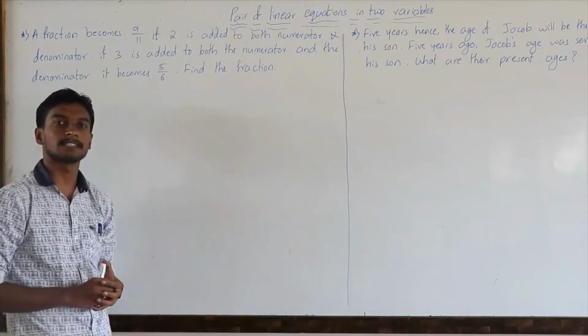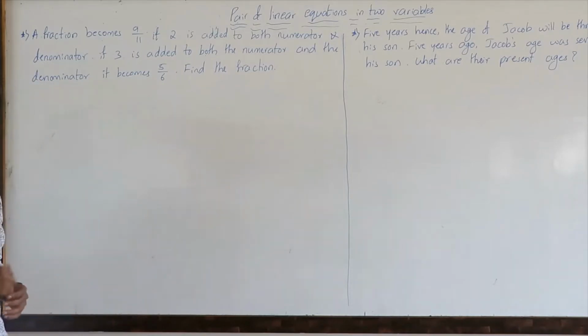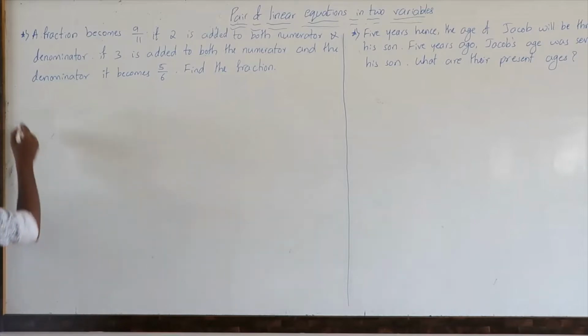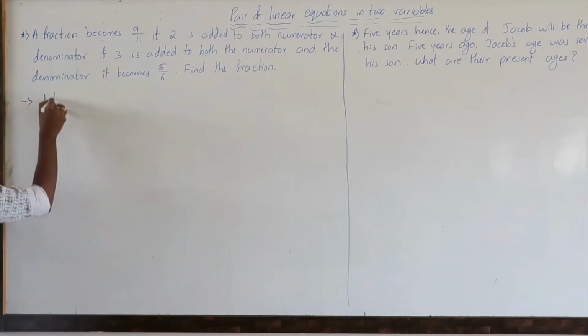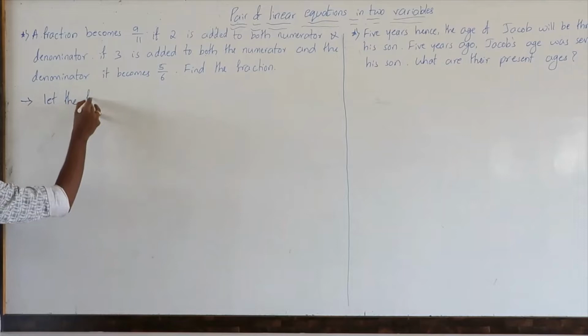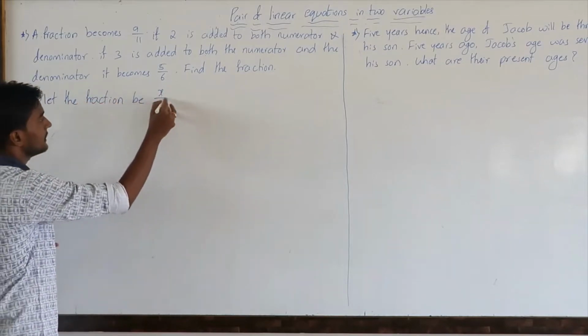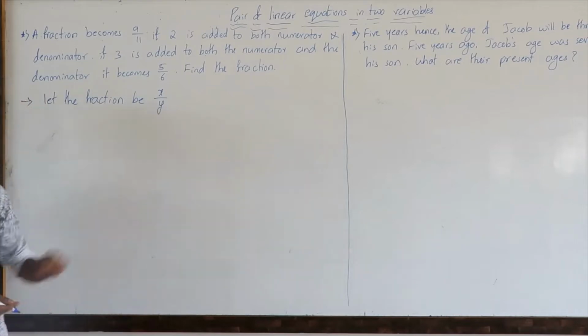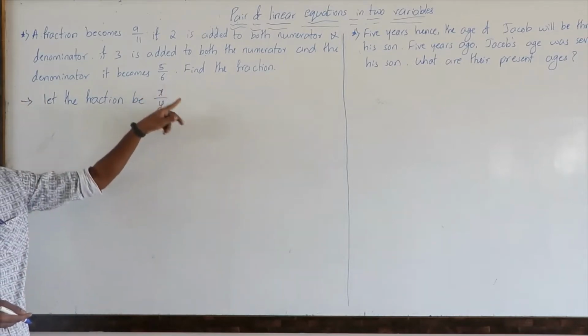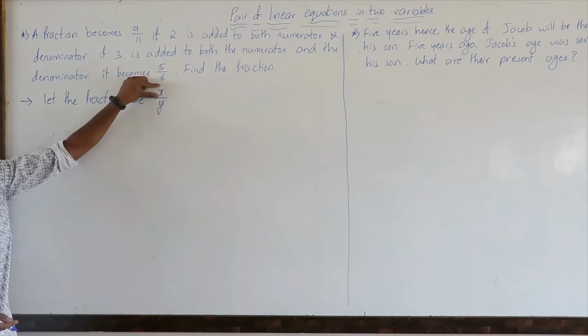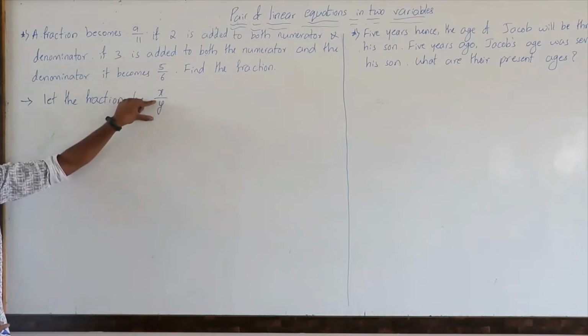So let us consider the fraction as x divided by y, because all the fractions are in the form of p divided by q. So here I will consider, let the fraction be x divided by y. We have to consider the fraction as x divided by y. x is in the numerator and y is in the denominator.